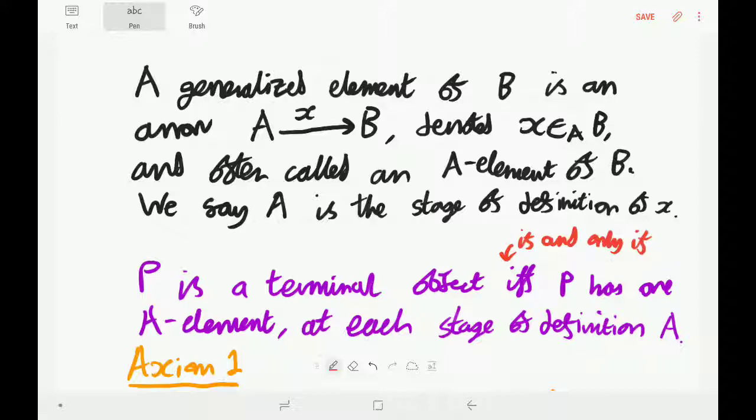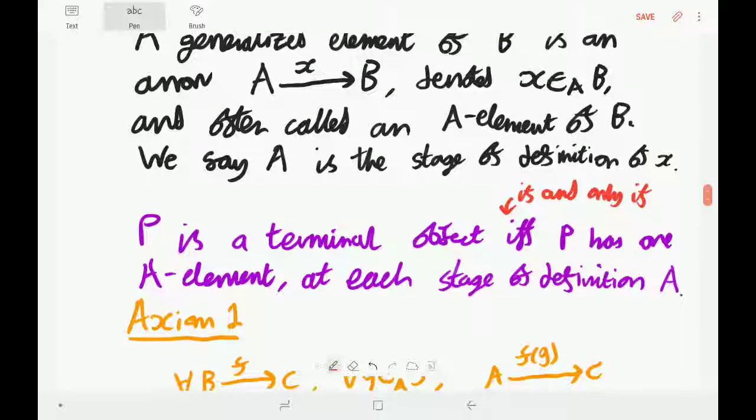Okay? So it's interesting to restate some of the things we've already seen in terms of generalized elements. So, for example, this definition of a terminal object. P is a terminal object if and only if P has exactly one A element for each stage of definition A.